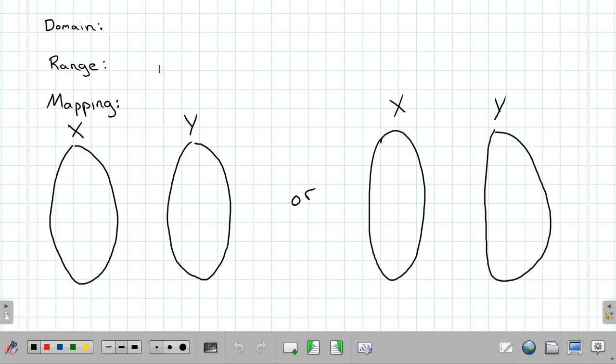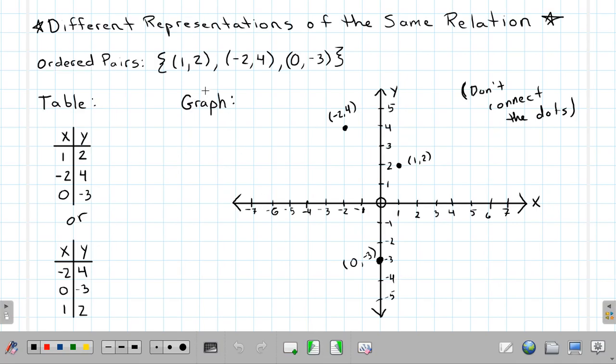All right. So last thing is a mapping. Okay, but before I do a mapping, I always like to figure out what the domain and range is. So if we go back and look at our ordered pairs, what are the x-coordinates of our ordered pairs? Well, we can look at this a bunch of different ways. We've got 1, -2, 0, or -2, 0, and 1. So basically it's telling us what x-coordinates have points.